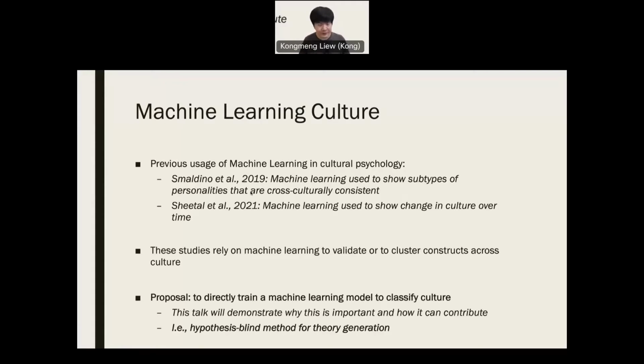So previous examples of machine learning in cultural psychology have tended to use machine learning to classify or to cluster constructs across cultures. But really with my thesis, what I'm proposing is that we want to directly train a machine learning model to classify culture, to classify if someone belongs to, say, Japan or the US based on their survey data history or based on their social media usage or something. And where I feel this is important in cultural psychology is that, because it is essentially a hypothesis-blind method, we can do bottom-up theory generation to get new ideas of how cultures are different from each other.